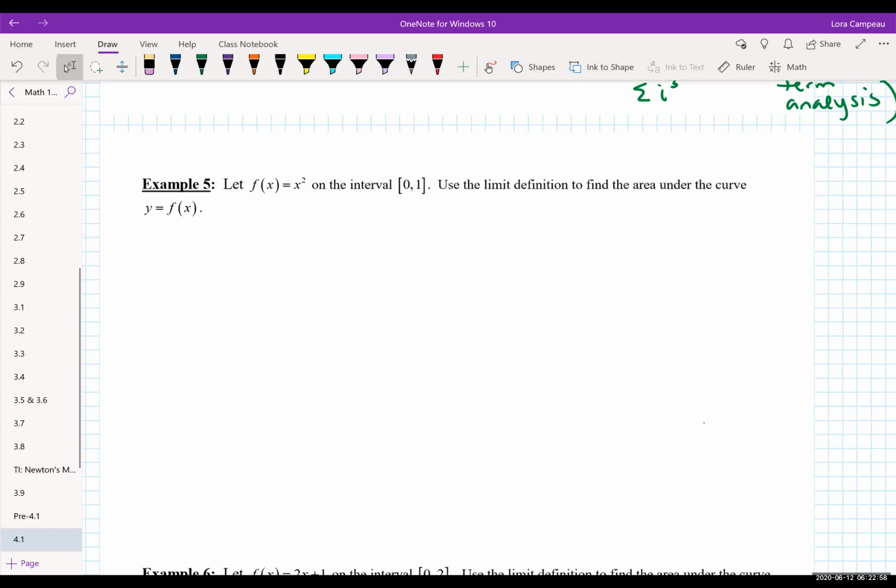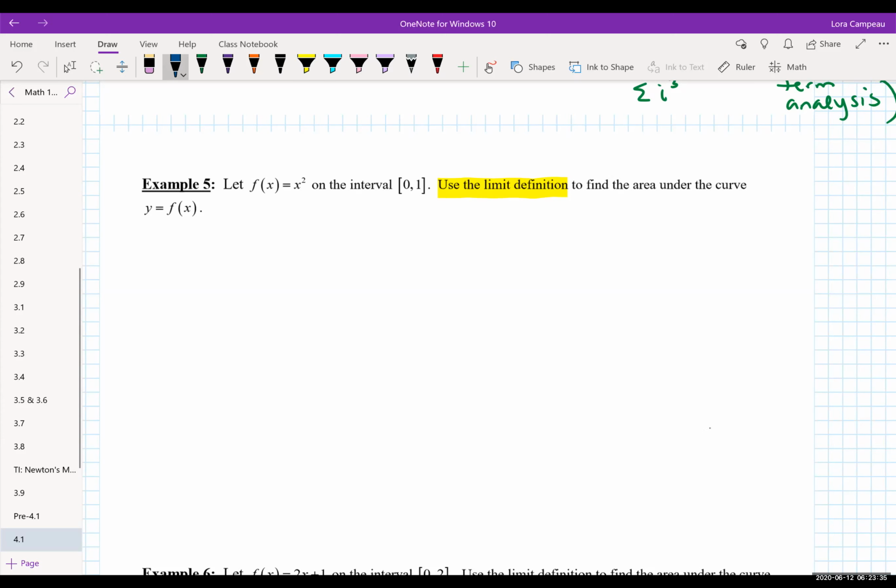So, example 5, they define our function as f of x equals x squared, and we are looking at this on the interval 0, 1. Be careful, they are specifically asking us to use the limit definition to find the area under the curve y equals f of x. So we're going to do some setup first before we calculate the limits. Remember, I'm going to use those 4 steps we approached earlier.